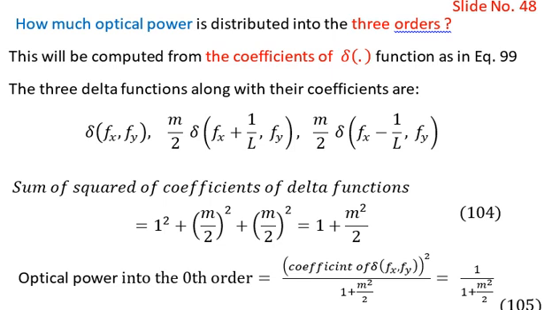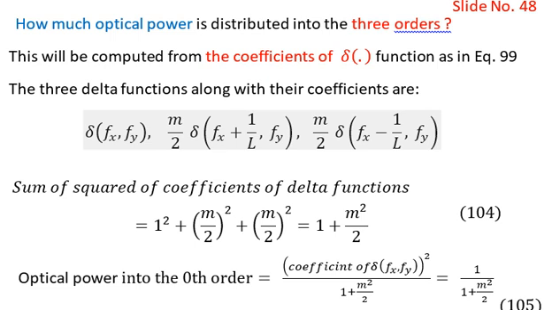So how much optical power is distributed into the three orders? This will be computed from the coefficient of the delta function as in equation number 99. The three delta functions along with their coefficients are taken from equation 99 and listed: delta of fx, fy; the second is m by 2 into delta of fx plus 1 over L, fy; and the third is m by 2 into delta of fx minus 1 over L, fy. So these three delta functions along with their coefficients are given.